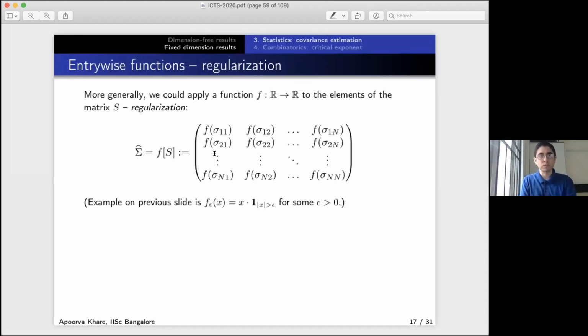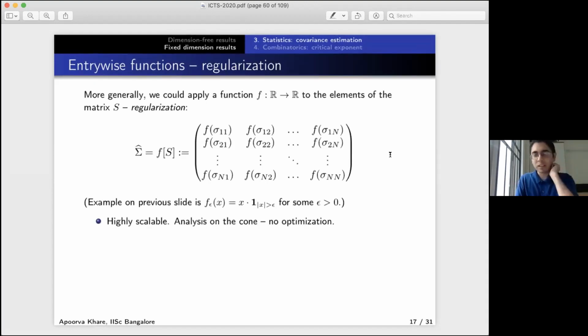And so this is what we are doing. The previous slide applied the function where you don't touch the entry if it's bigger in modulus than a certain threshold. Otherwise, you make the entry zero if it's small enough. That's what is called hard thresholding. In general, applying such functions to help improve the properties of the sample matrix is regularization.